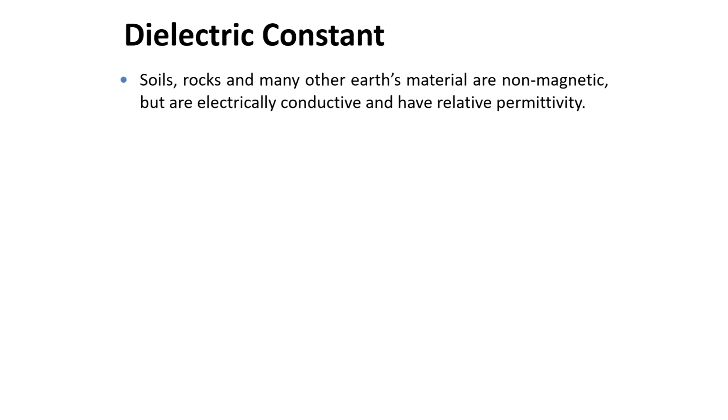The dielectric constants are constant if you take soil, rocks and many other earth materials, which are non-magnetic. I do not say all materials are non-magnetic, but some materials are non-magnetic yet electrically conductive and have relative permittivity. So, it will not allow all the signal or energy that is transmitted down to pass; it will be reflected back, and that is exactly what we are talking about, the permittivity.